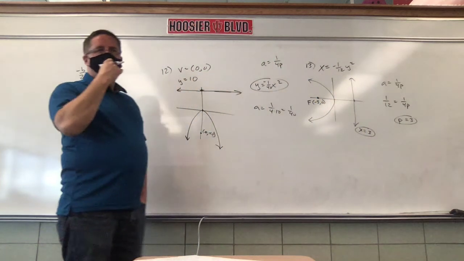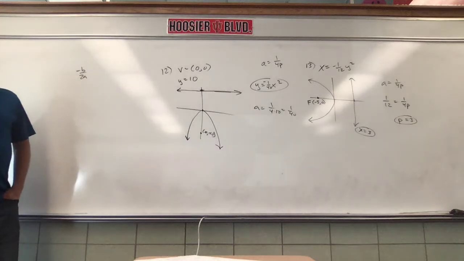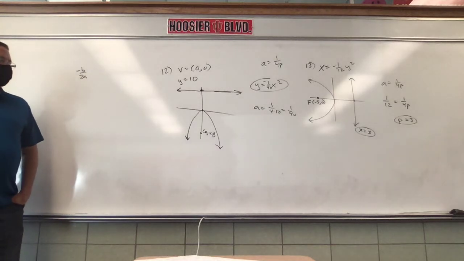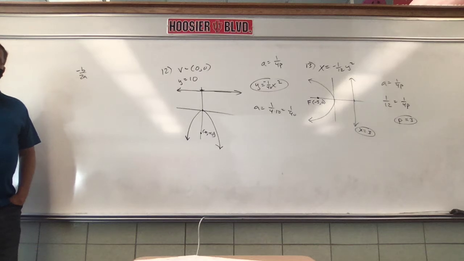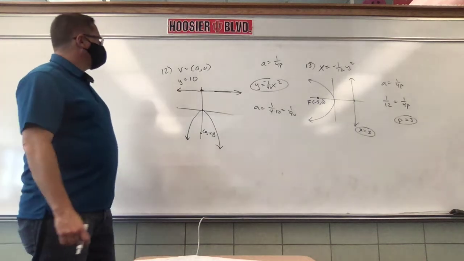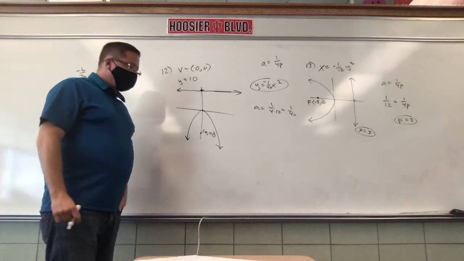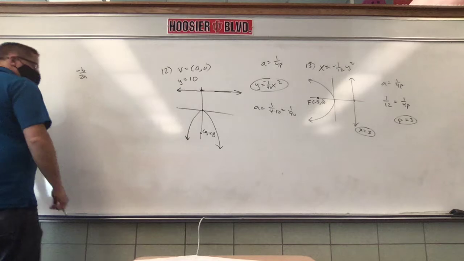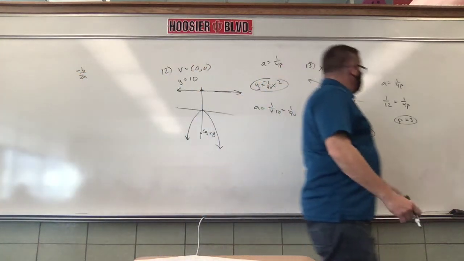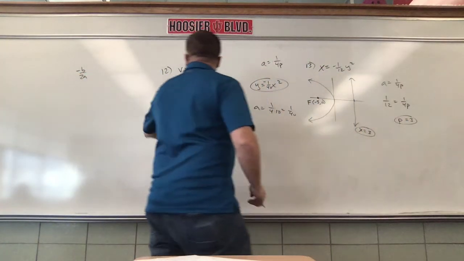Horizontal lines are of the form y equals something. Vertical lines are of the form x equals something. Okay? Question on that one? It's just working backwards. Here they give us the vertex and focus and ask us for the equation. There they give us the equation and ask us for the vertex and focus and directrix and all that. Okay, next one. Number 14.